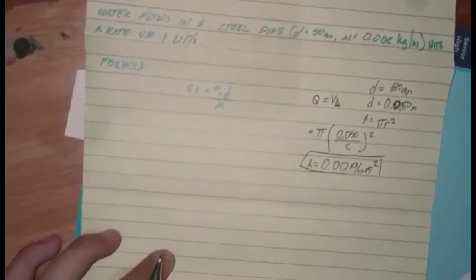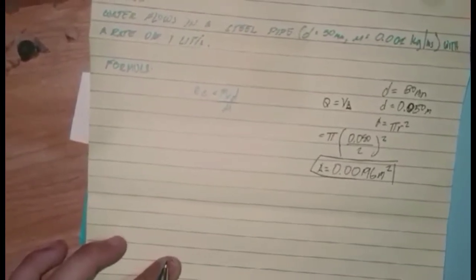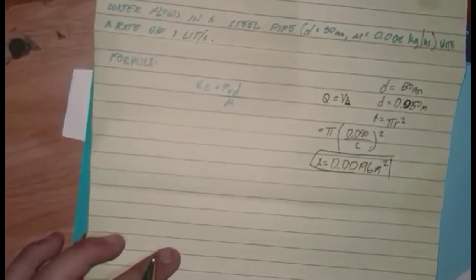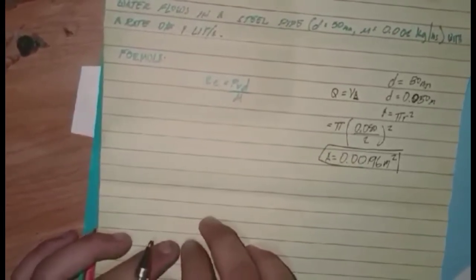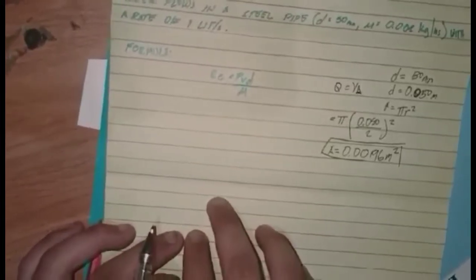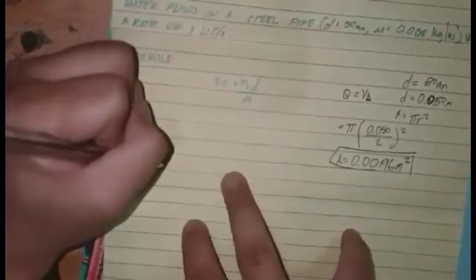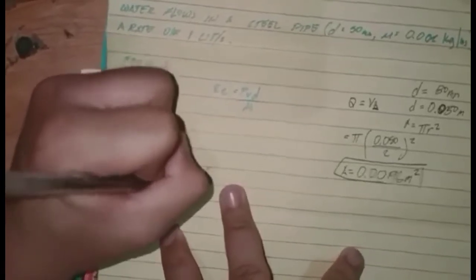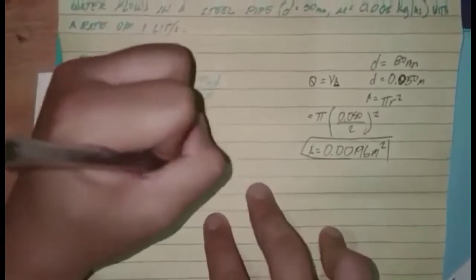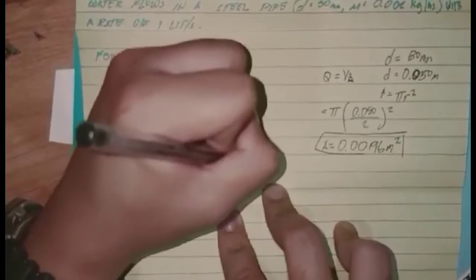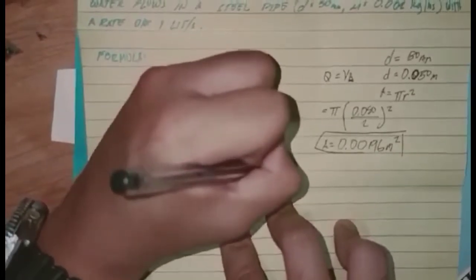Now that we know the area, we can see that the flow rate is given, which is 1 liter. Now we'll convert it to standard form by dividing that by 1,000, which will give us 0.001.